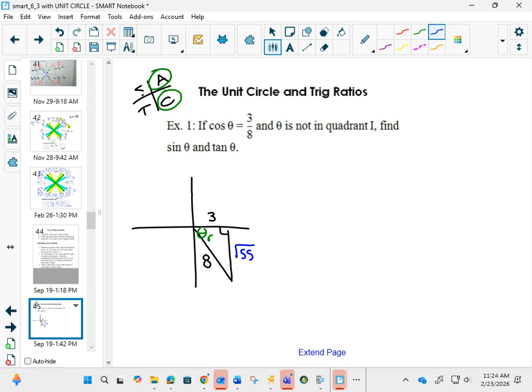A squared plus b squared equals c squared. We know the hypotenuse c squared. We have to subtract the other side. Get the square root of 55. And then we can now write what sine of theta is.